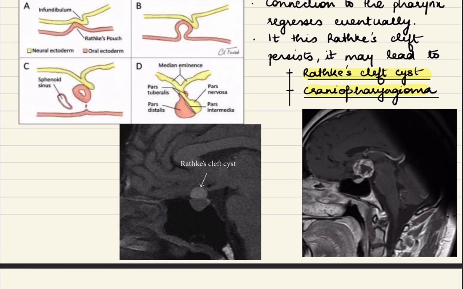Now we'll see what these are in these pictures. So this on the left is the picture of Rathke's cleft cyst. And as you can see, there is a homogeneous shadow in the sellar area, this being the Rathke's cleft cyst. Whereas in this diagram, in a similar position, there is calcification present. And this calcification is suggestive of craniopharyngioma. However, this calcification may not be present in all the cases.